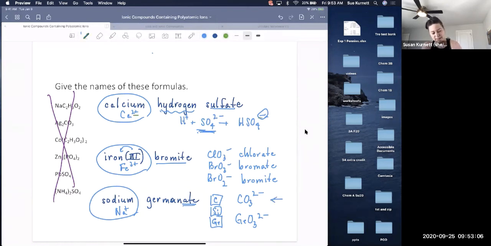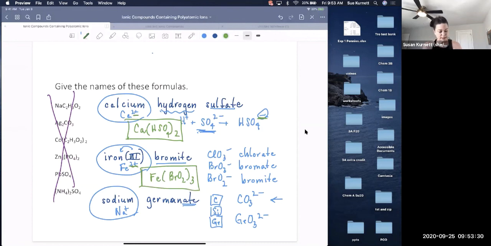This is a +2 and a -1. I'm going to need 2 of those -1s. This is a +3 and a -1. I'm going to need 3 of those bromites. Sodium is +1, germanate is -2. I'm going to need 2 sodiums. And I don't put it in parentheses because even though sodium has 2 letters, it only has 1 capital.